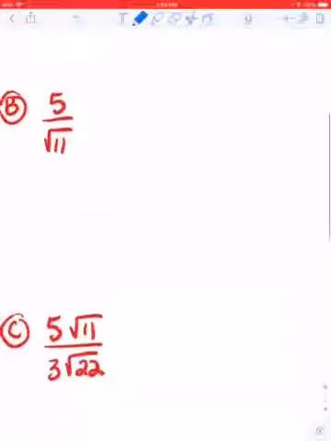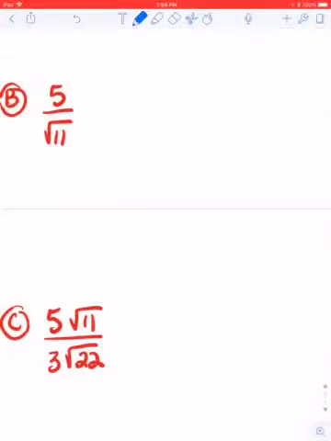Okay, now on B, I can see that I'm going to have to focus on this bottom number. So my radical is the square root of 11. 11's prime, so no way can I break that down. But I would need another 11 to make it pairs. So I'm going to have to multiply by the square root of 11 over the square root of 11.